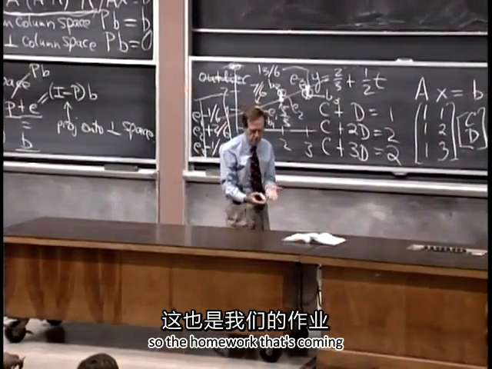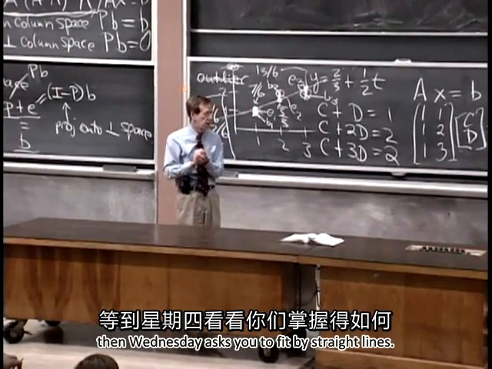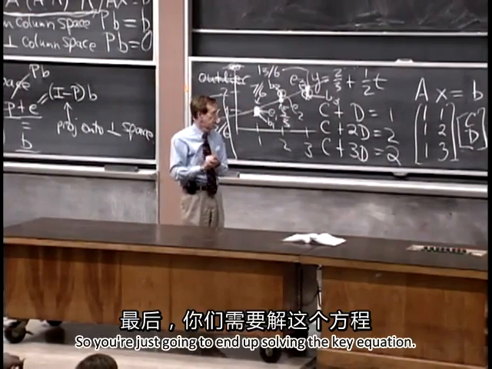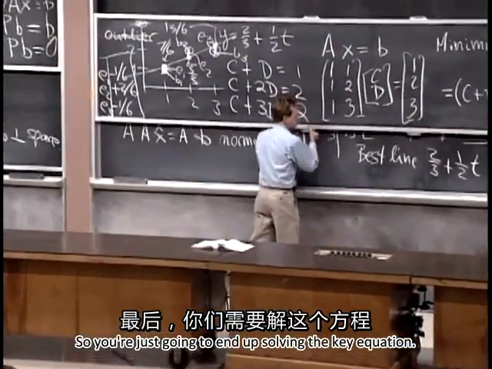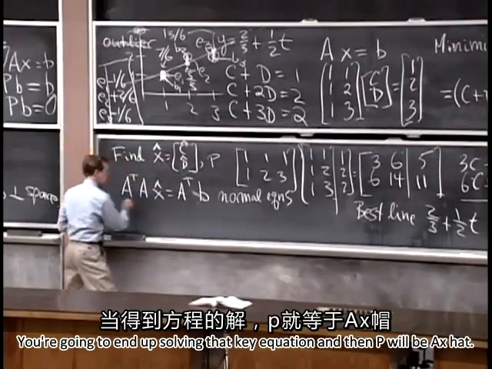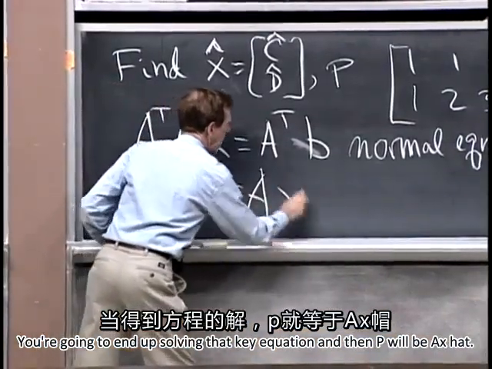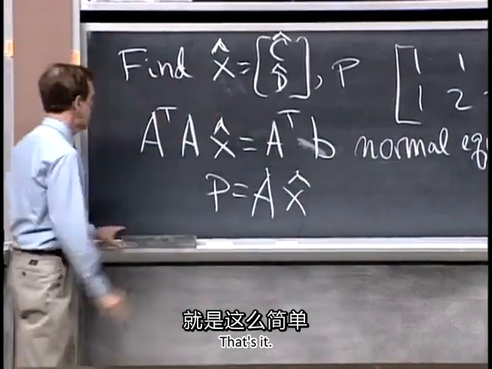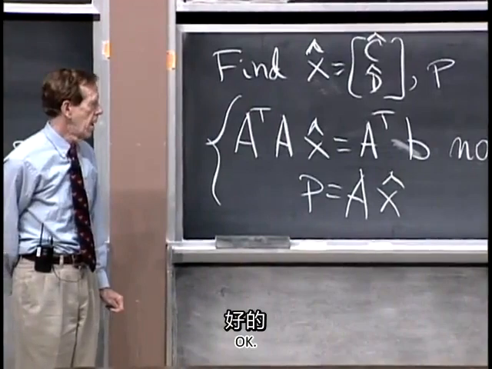So the homework that's coming then Wednesday asks you to fit by straight lines. So you're just going to end up solving the key equation, and then P will be A x hat. That's it. Okay.